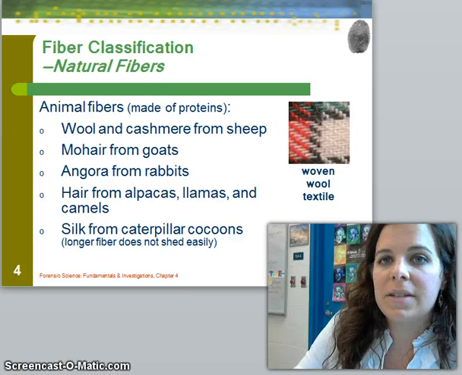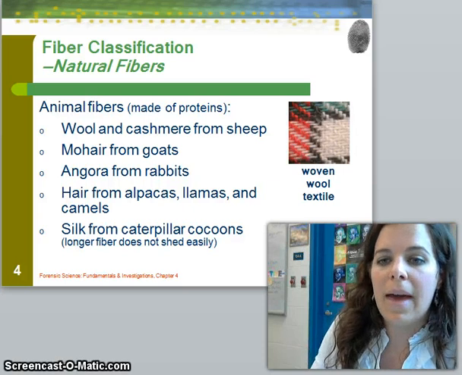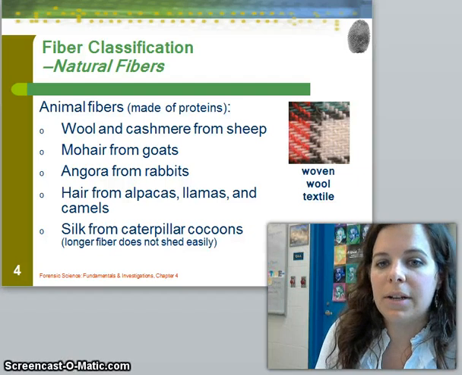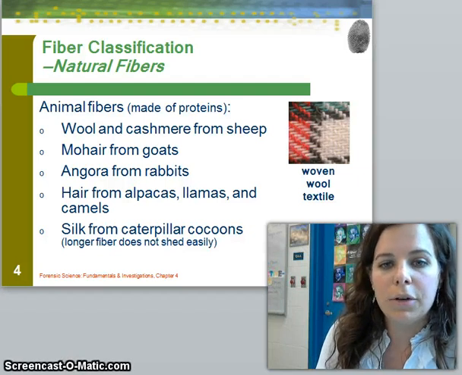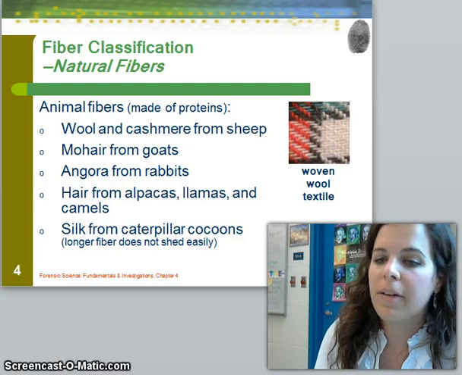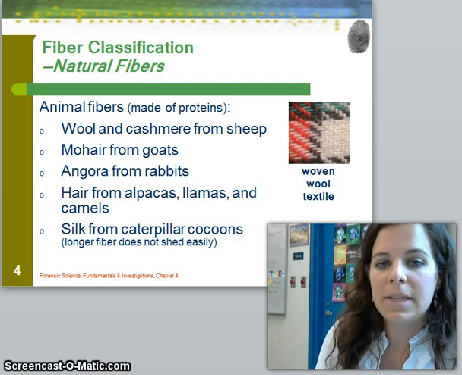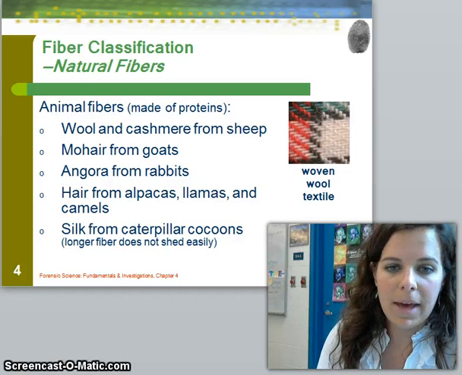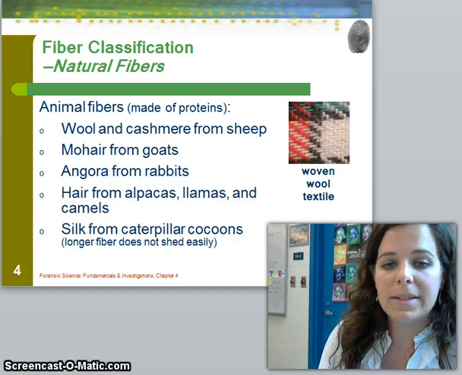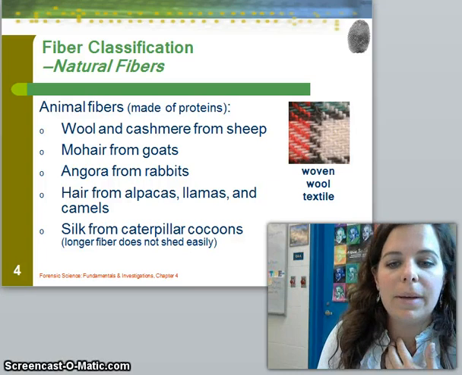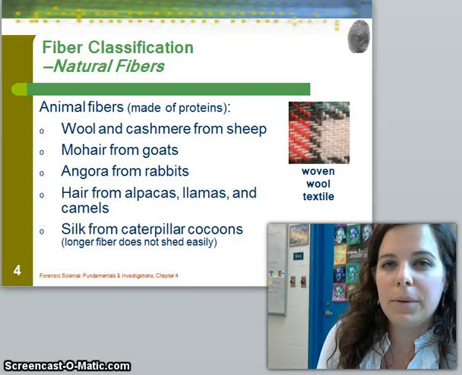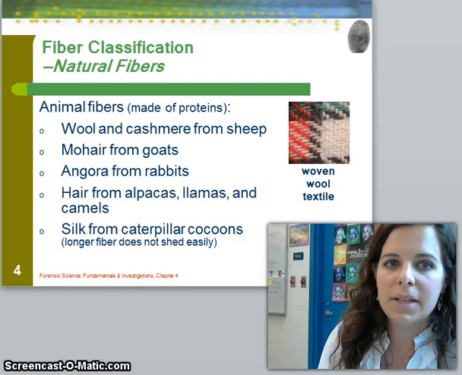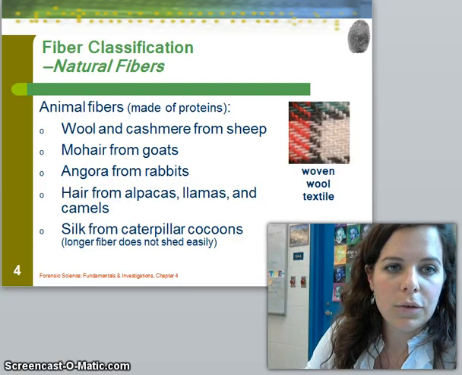There are lots of different kinds of fibers, so we're going to be testing them to try to match them together. One type of fiber is natural fibers, and there are three groups within natural fibers. The first is animal fibers, meaning that the fiber is made of proteins. This includes wool and cashmere from sheep, mohair from goats, angora from rabbits. It can also be hair from alpacas, llamas, or camels, as well as silk, because this is from caterpillar cocoons. Silk is interesting because it's really not going to shed very many fibers. And if you think of silk, you can see why that would be true.